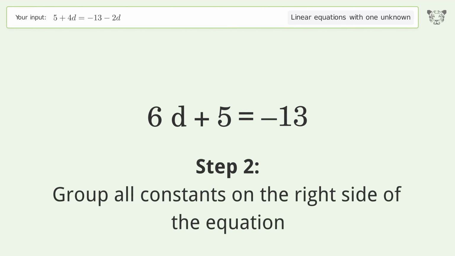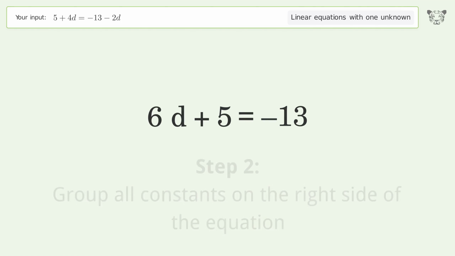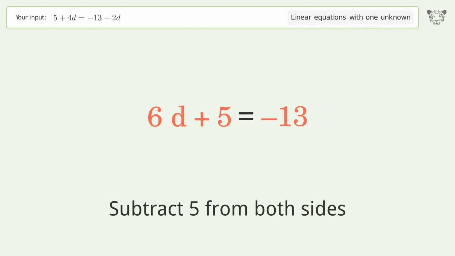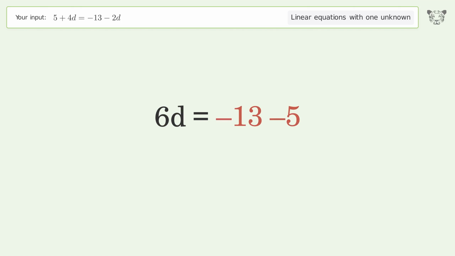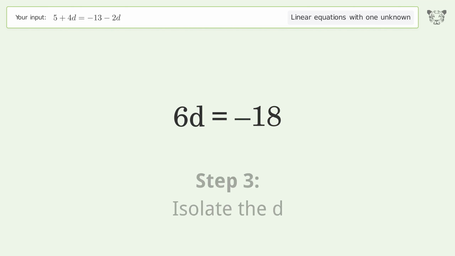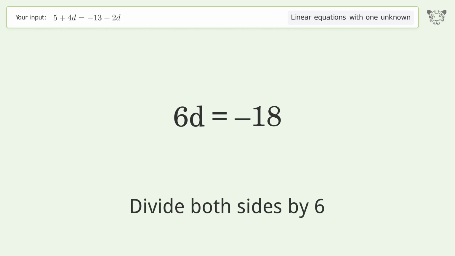Group all constants on the right side of the equation. Subtract 5 from both sides. Simplify the arithmetic. Isolate the d. Divide both sides by 6.